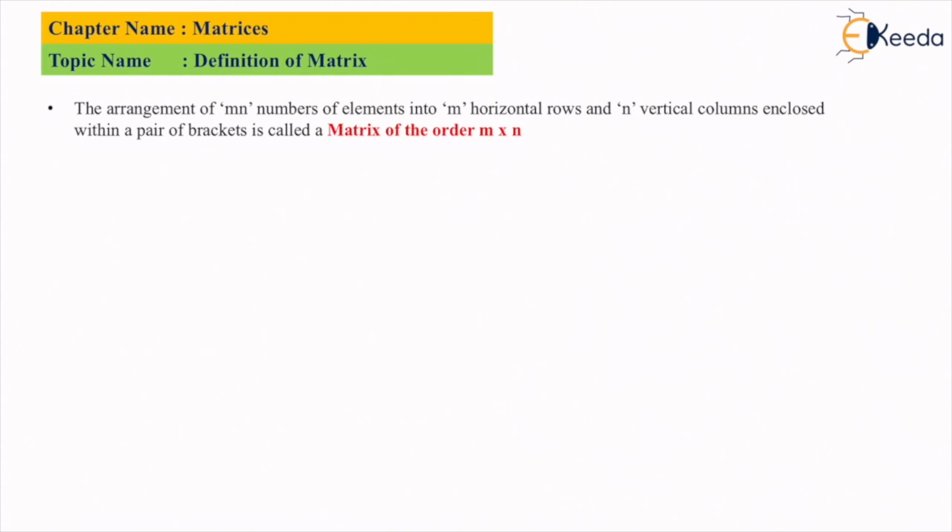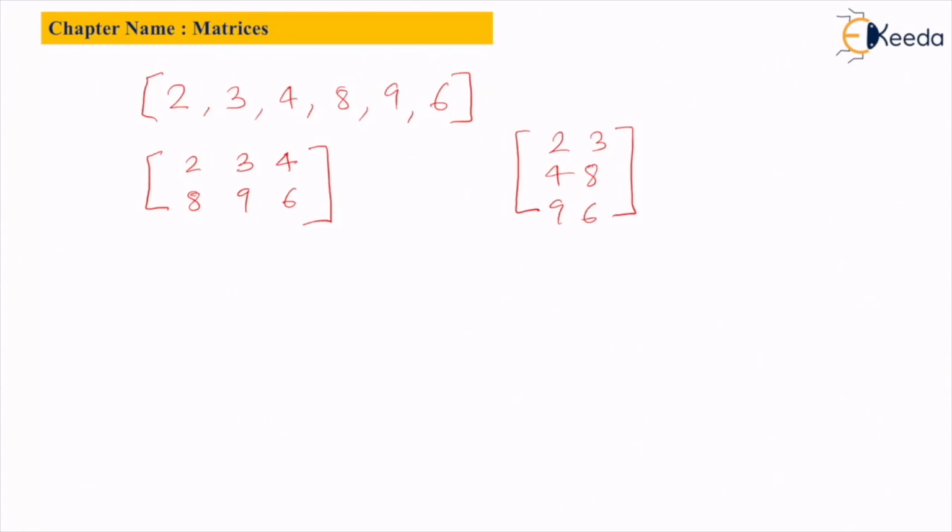So let's see the definition. The arrangement of m into n numbers of elements into m horizontal rows and n vertical columns enclosed within a pair of brackets is called a matrix of the order m into n. Now guys, mn number of elements. Here I had taken 6 elements. These 6 elements are nothing but your mn.